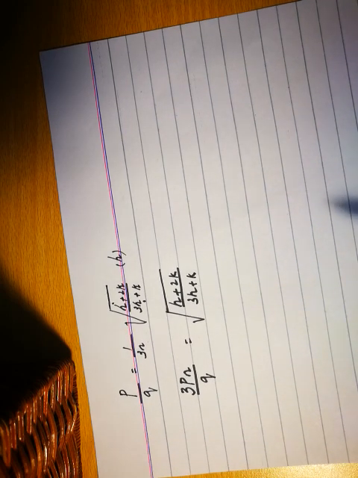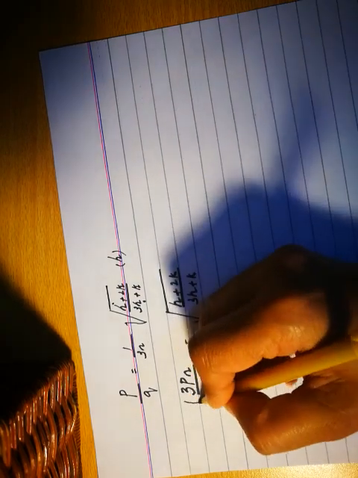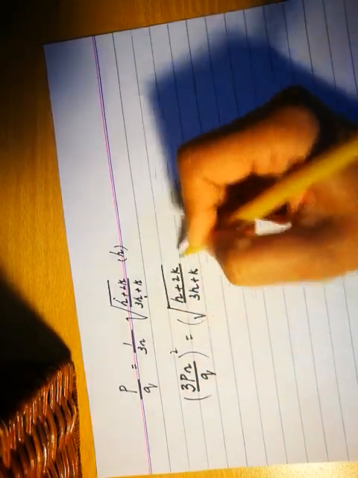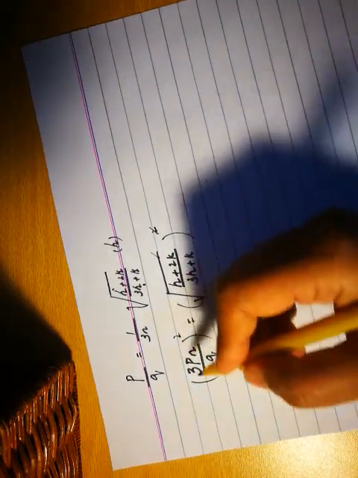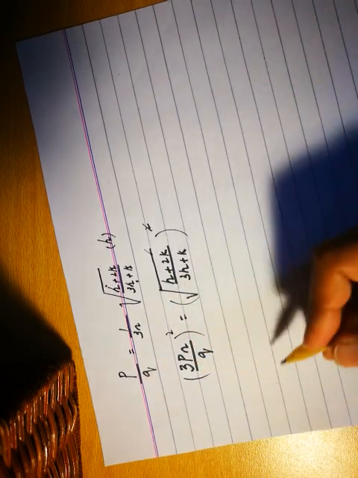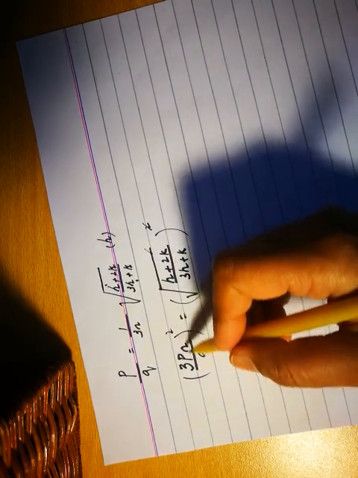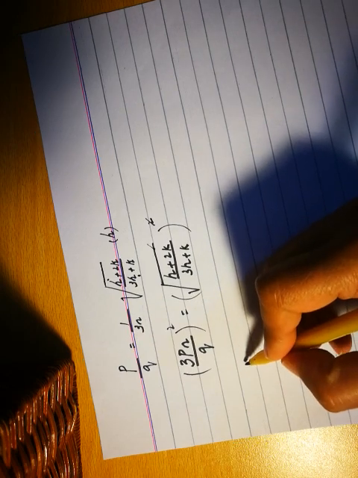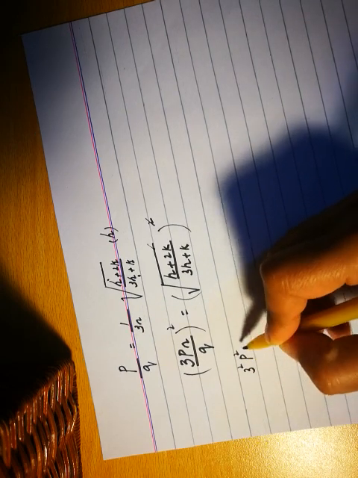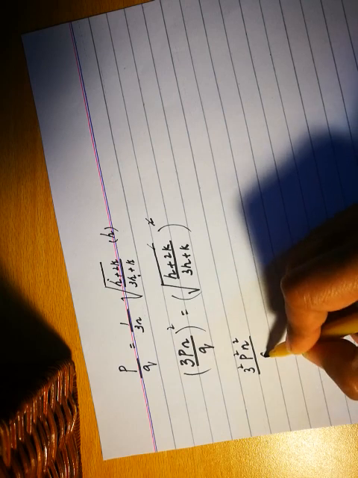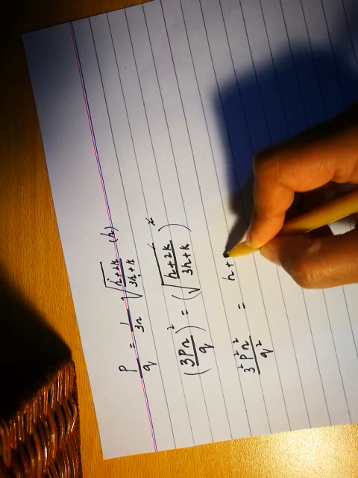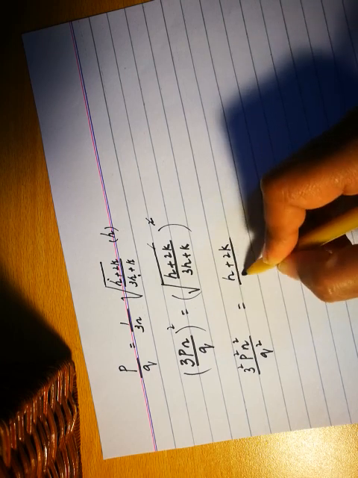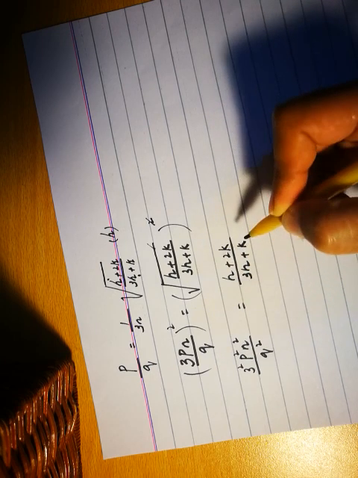Now the under root is confusing, so I have to shift it to the other side, or I can take square on both sides. What will happen? Taking square on both sides means it will be cancelled here. Now you can open the bracket. It means square will be on each term. It means 3 square p square n square over q square. On the other side, I am having h plus 2k over 3h plus k.